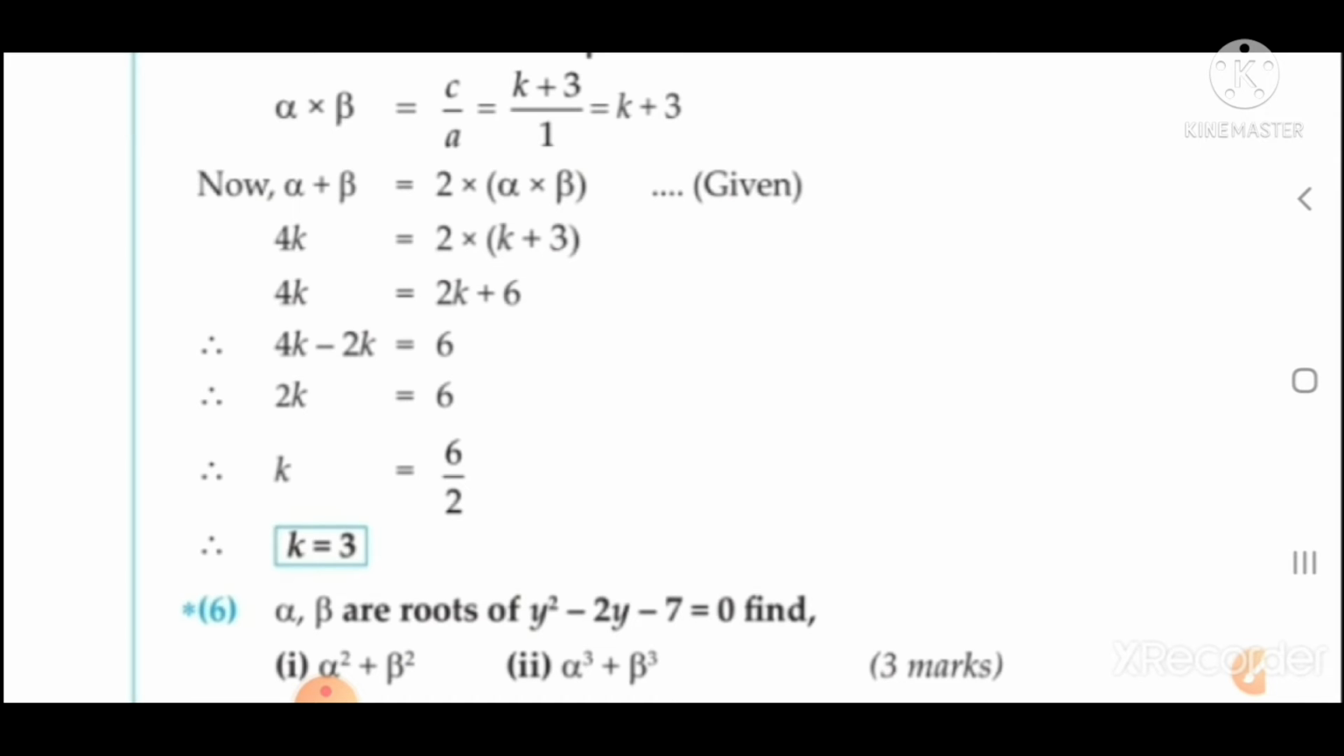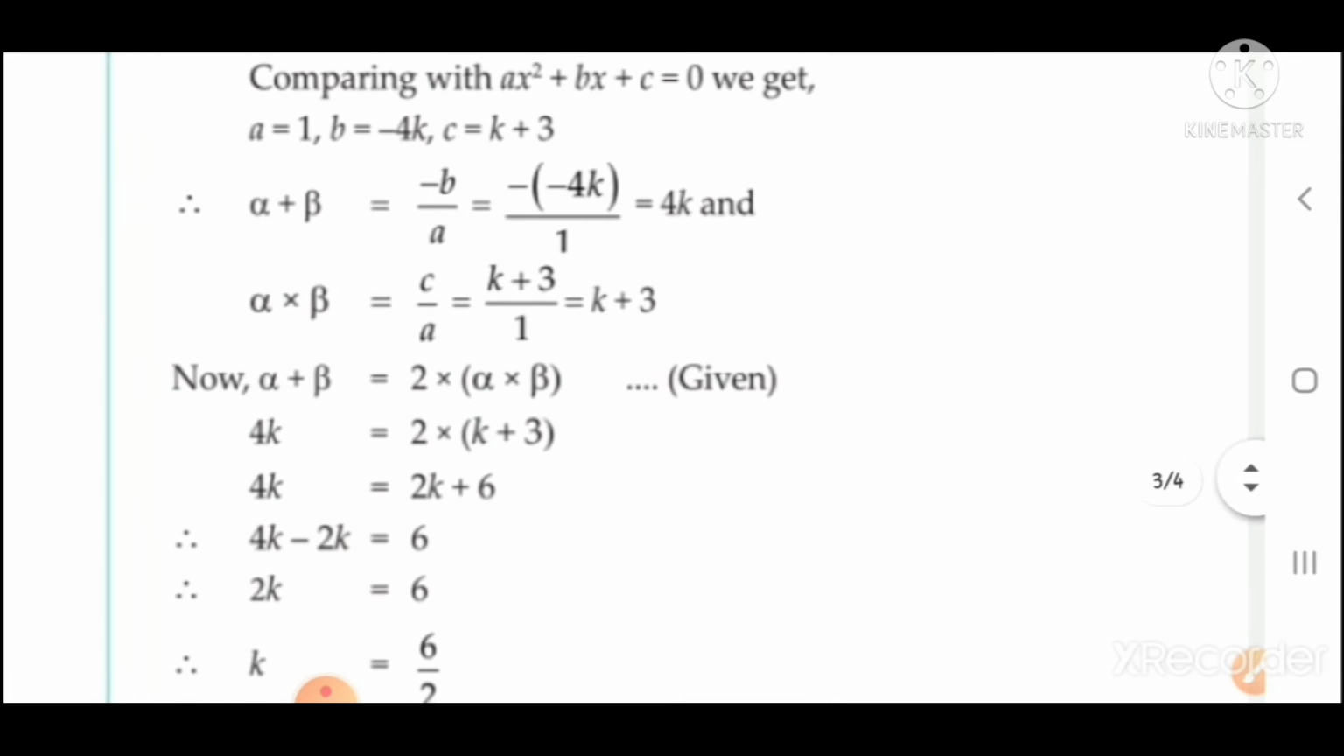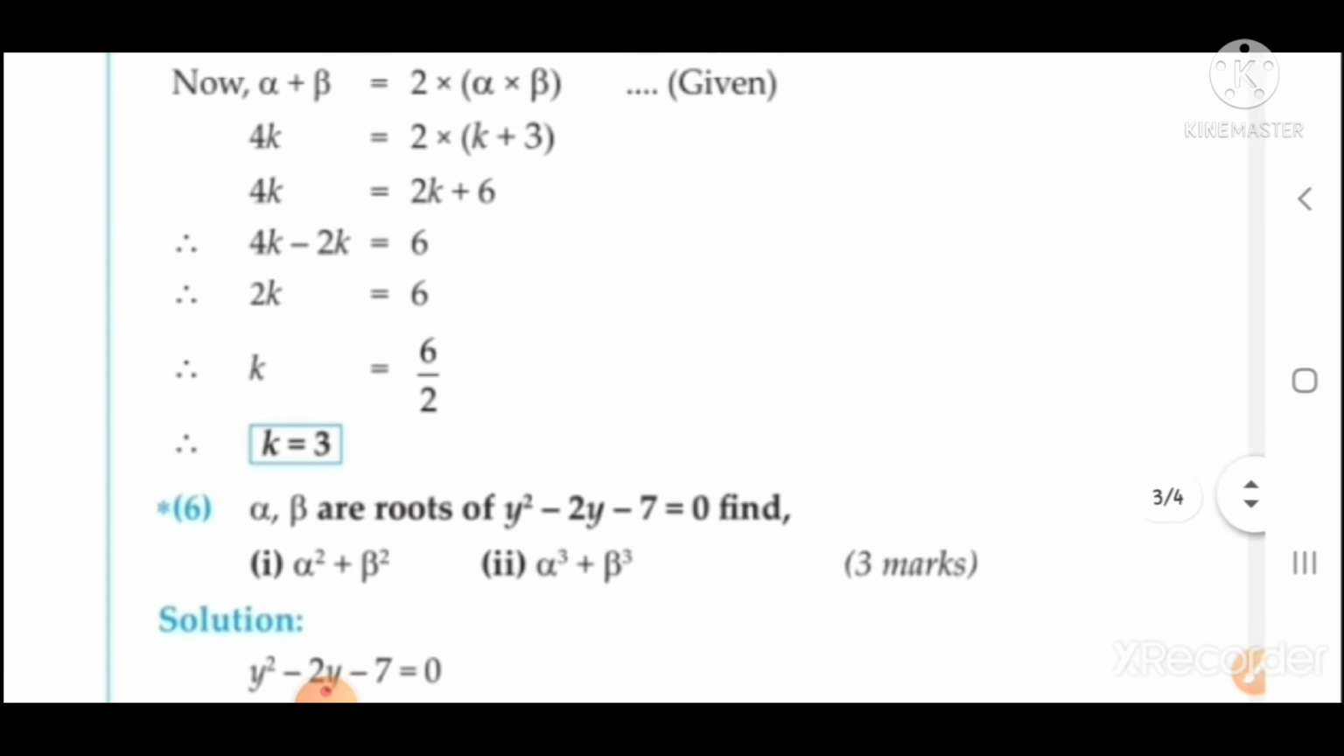So you got the value of k, right? Is it clear with this? You have to remember here the two formulas, one is alpha plus beta and one is alpha into beta, and how this condition is formed. From the question you have to be able to identify it. Is it clear? Right. Now let us go to question number 6.